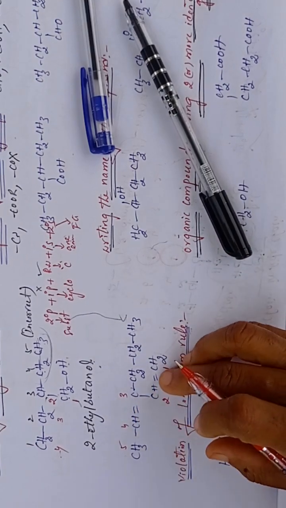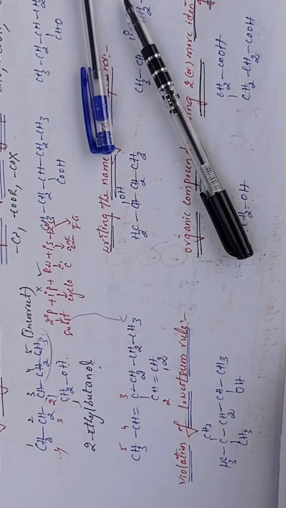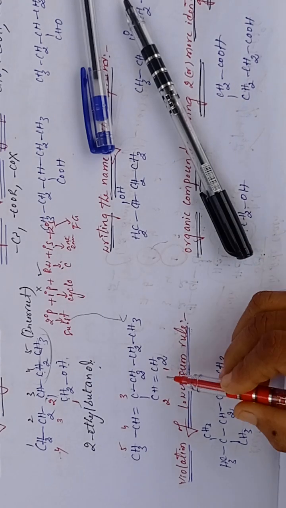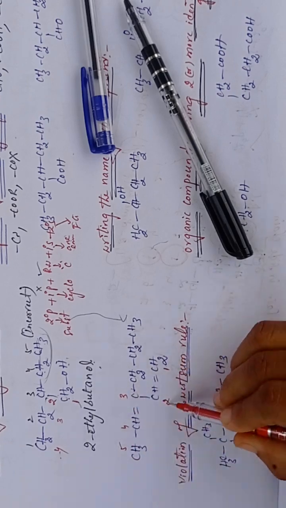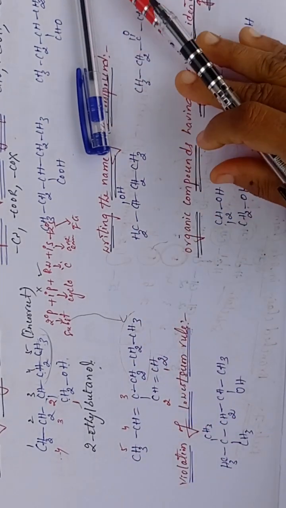Whatever double bonds and triple bonds are there must be included in the parent chain, even if it contains fewer carbon atoms. We have to select that as the parent chain. Clear? 1, 2, 3, 4, 5. This is the parent chain. This is the side chain, students. Clear? Now tell me, what is the name?